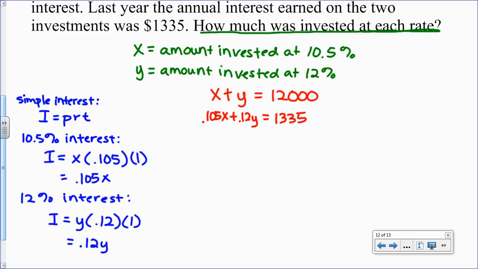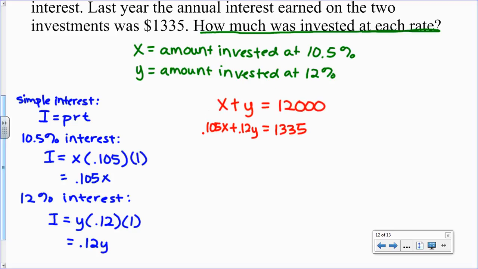You can choose to solve this either way. I'm going to do elimination, but substitution works pretty well. You might want to just get y or x by itself and plug that in. So if you like to do it that way, that's fine. If I do elimination, what do I want to multiply the top equation by? Yeah, negative 0.105. So then I could cancel my x's.